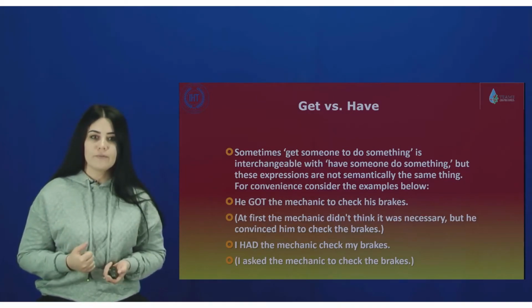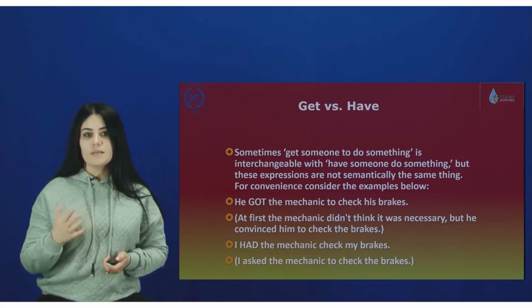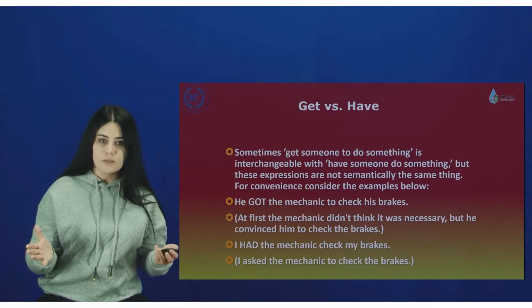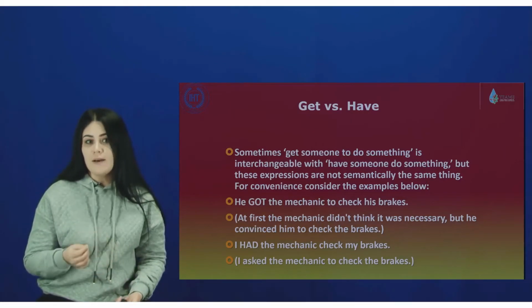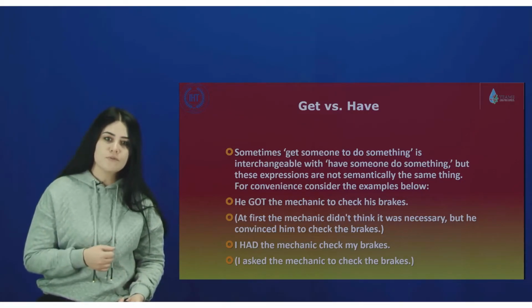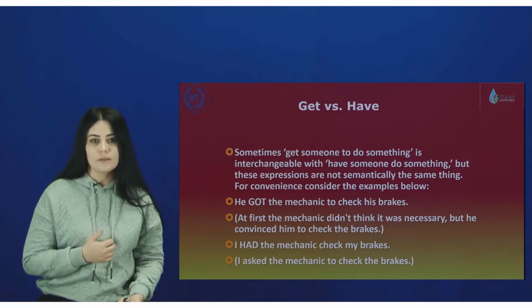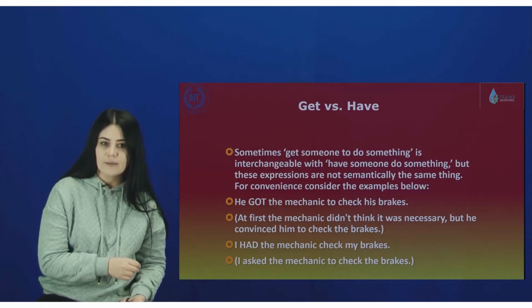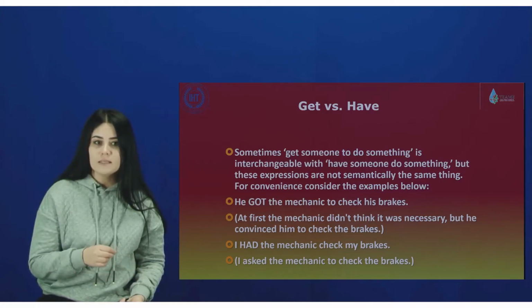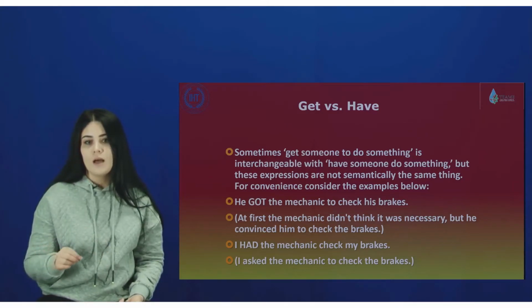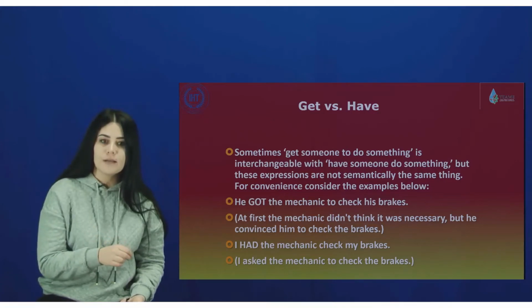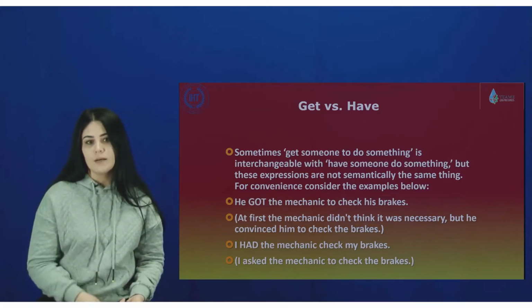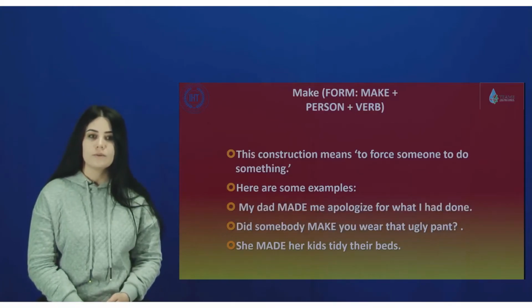Get versus have. Please see several constructions. Sometimes get someone to do something is interchangeable with have someone do something, but these expressions are not semantically the same thing. For convincing, consider the examples below. He got the mechanic to check his brakes. At first, the mechanic didn't think it was necessary, but he convinced him to check the brakes. I had the mechanic check my brakes. I asked the mechanic to check my brakes. So you see the example.